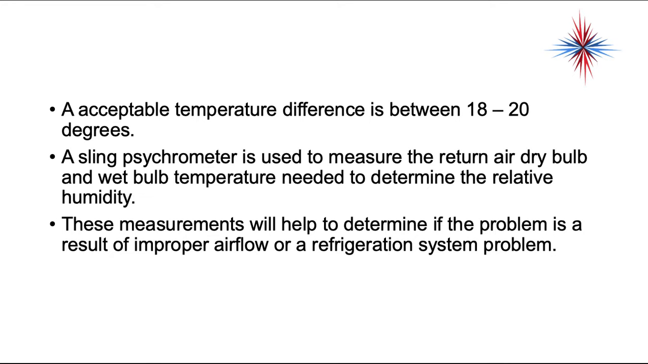Most of the time, an acceptable temperature difference is between 18 to 20 degrees. However, with newer systems, it's very important to look at wet bulb on the return side. So either your electronic probes or sling psychrometers are used to measure the return air dry bulb and wet bulb temperatures. Again, we can get electronic psychrometers right now, and those are what I am more apt to tell you to use. All of these measurements together will help you determine if the problem is a result of improper airflow or a refrigeration system problem.